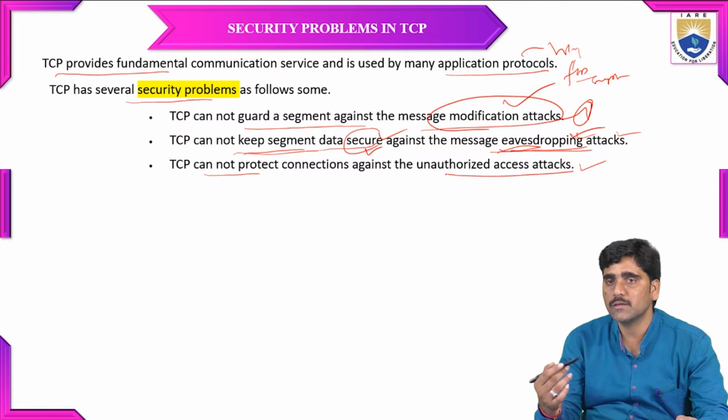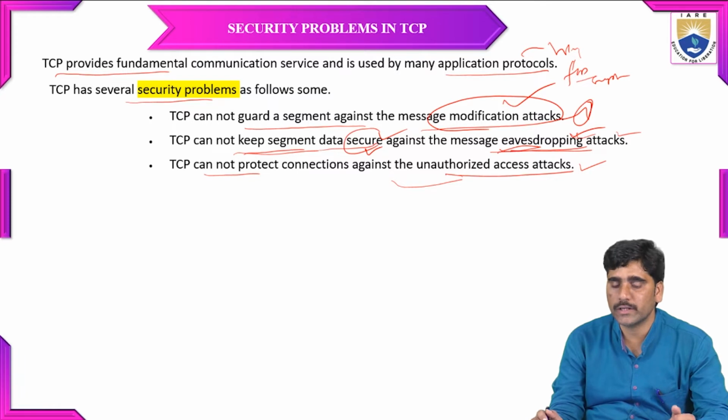So somebody is able to hack the internet access, and they are able to build a user-owned connection and transfer the data to the destination. So at that time, TCP cannot protect the network connections against these unauthorized access attacks. So these are the main problems that exist in TCP.